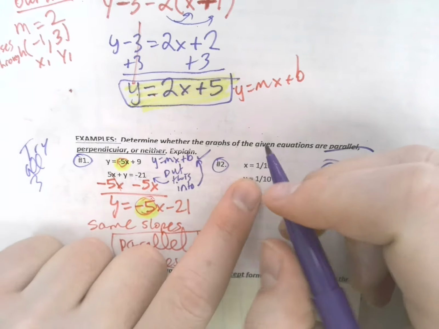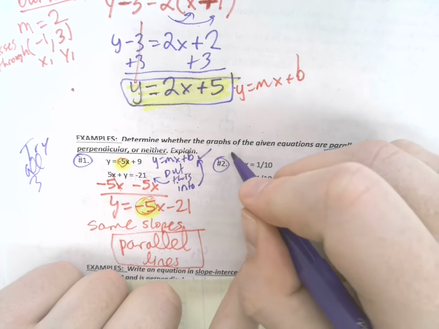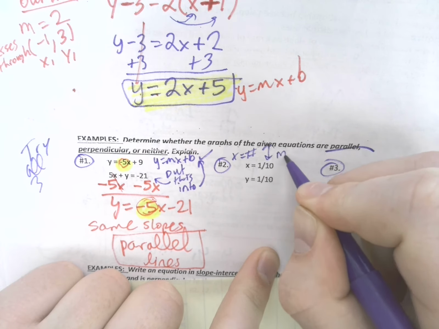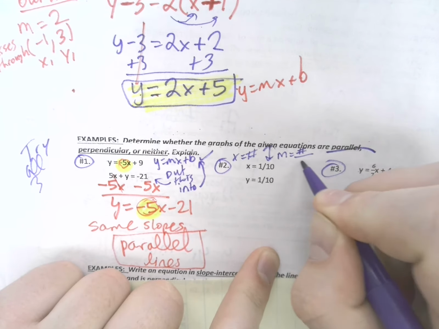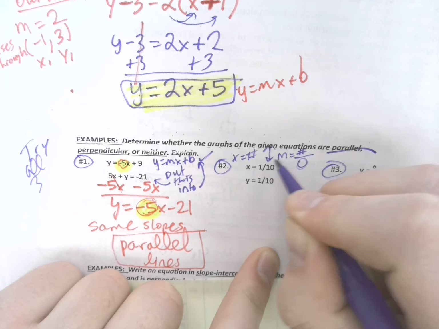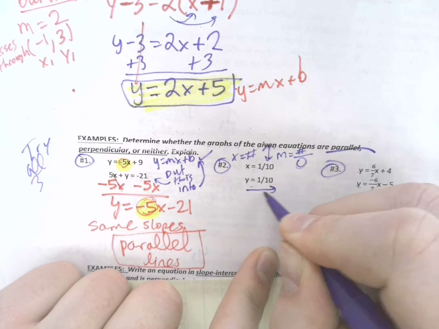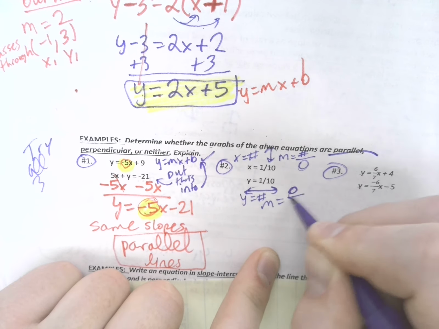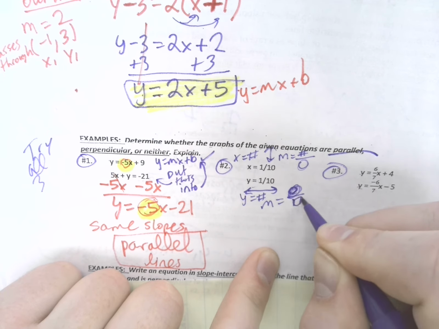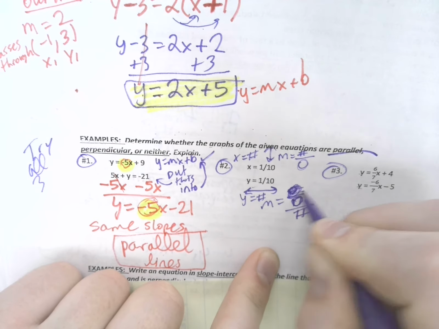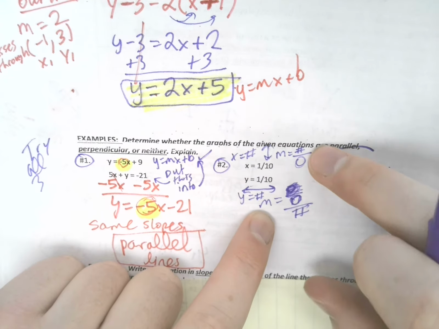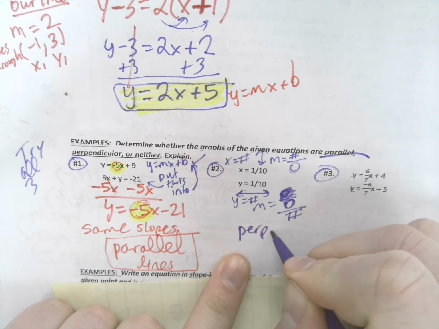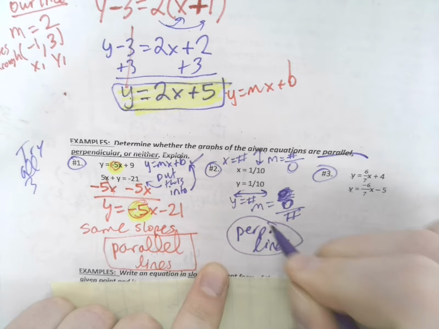Now, number 2, this is kind of a fun one. x equals 1/10. Oh, wait a minute. x equals a number. That creates a vertical line. In other words, slope is a number over 0, because we know we're dividing by 0. It's undefined. y equals 1/10. That creates a horizontal line, which we know has a slope of 0, which is 0 over a number. Wait a minute. These are perpendicular. They intersect perfectly. So we got some perpendicular lines there.